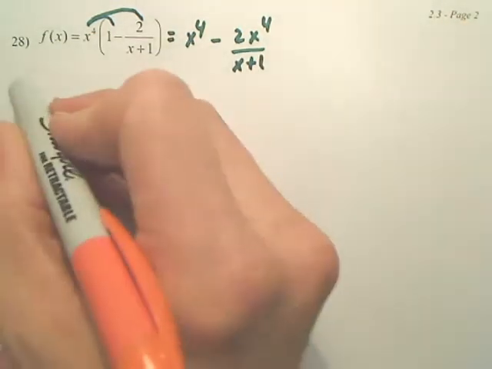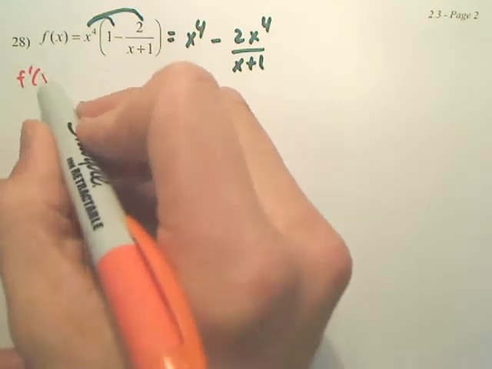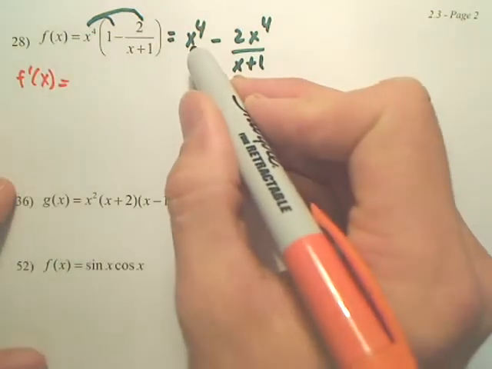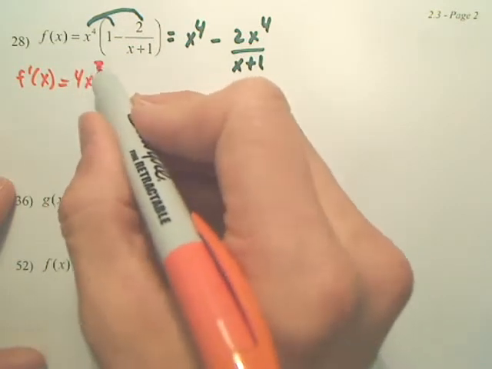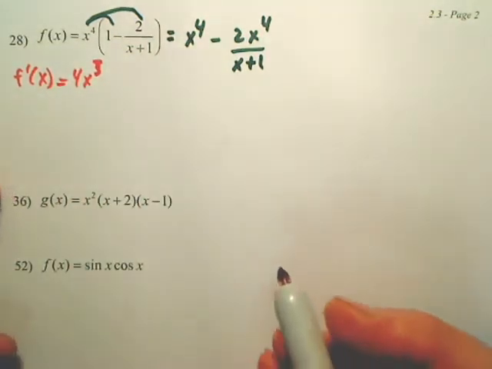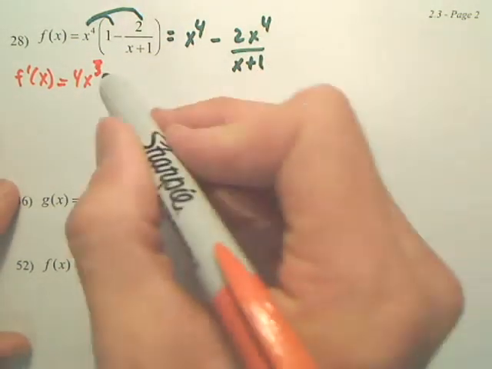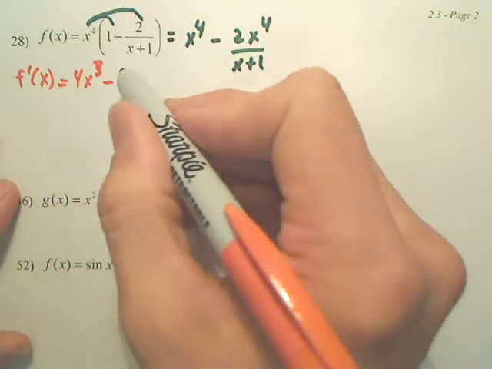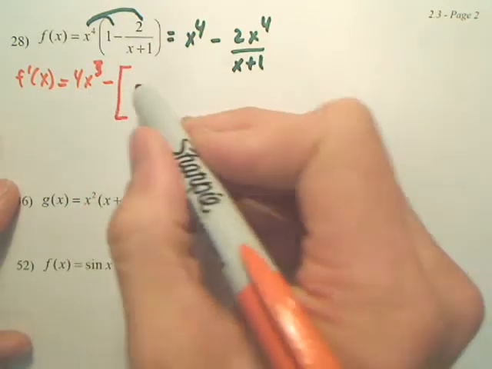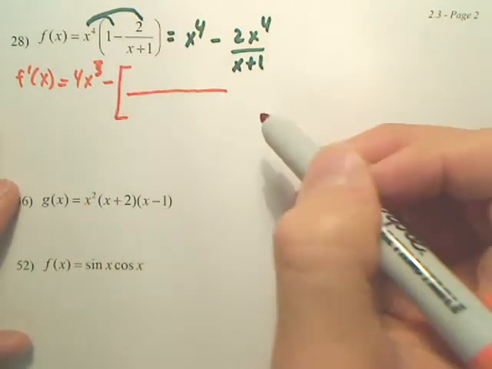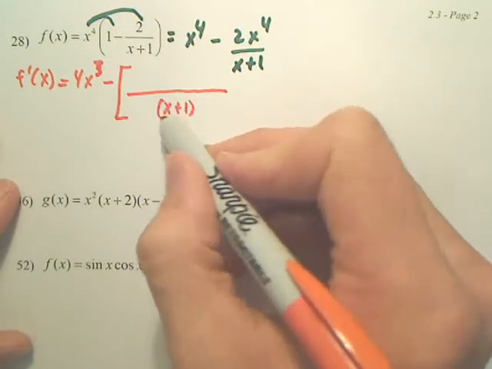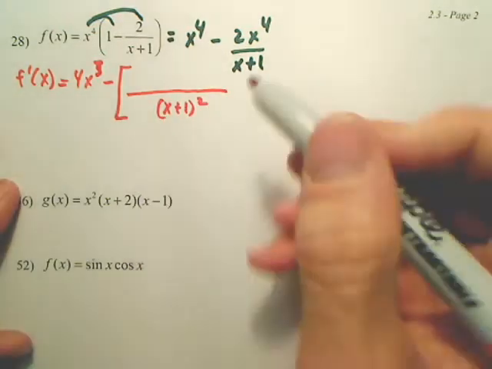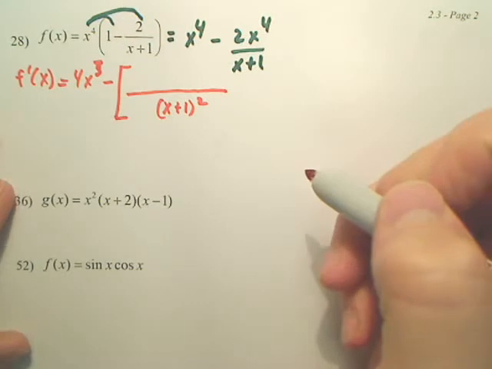So, we're going to derive this. That's simple. 4x to the third. Yes! Don't you wish it was all that easy? Now, minus, this is going to be a really huge chunk of change. Do you understand? It's going to be x plus 1 squared on the bottom. So we have a quotient rule.